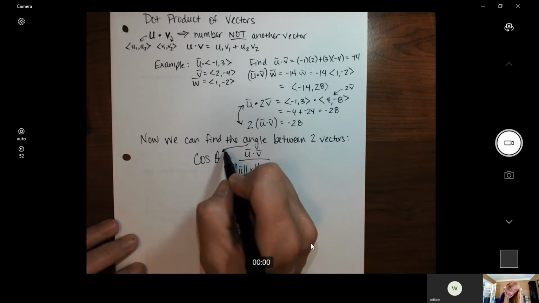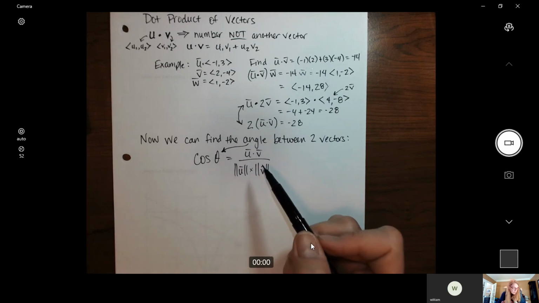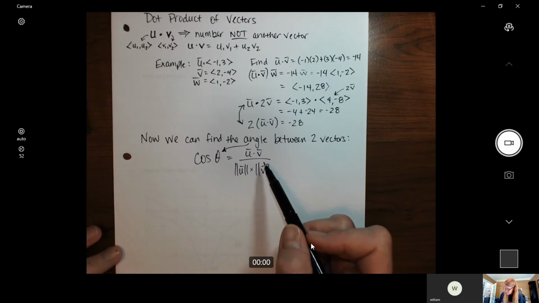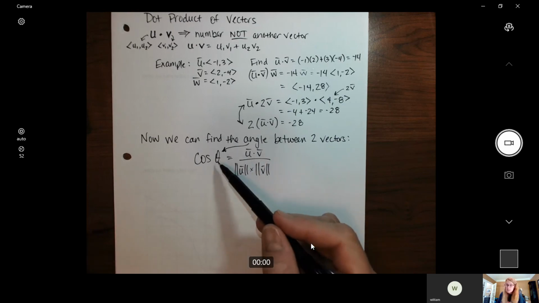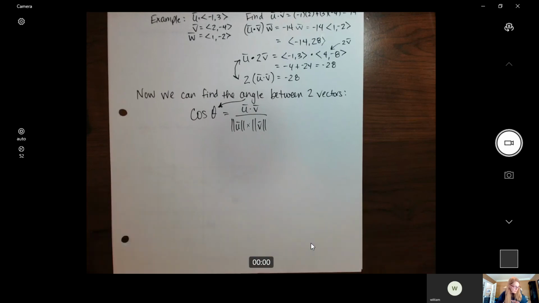So that angle right there, when you solve this, you're going to have to use inverse here because you're going to get a value here, and then you're going to do inverse trig to find out what the actual angle is between the two. So let's do one example, and then we'll talk about what those values mean.